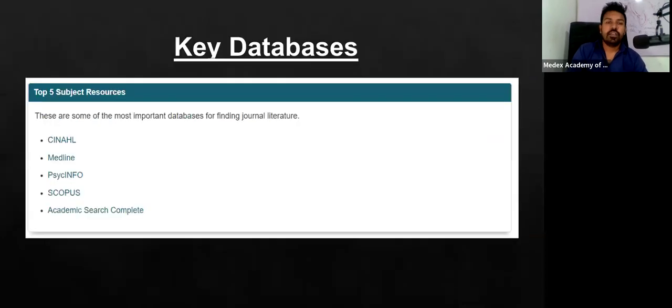Okay. Right. So then we will go through this in detail. I gave some contents related to that. Then we will discuss some common databases. So these are the subject resources. This slide was taken exactly from the Coventry University website.